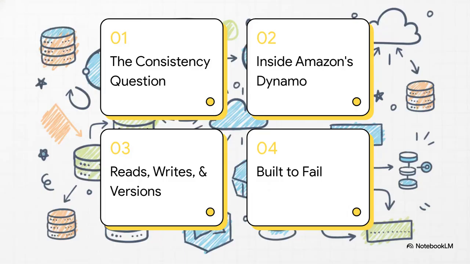We're going to break this down into 4 key parts. First, we'll tackle the big, fundamental question of consistency that every one of these systems has to deal with. Then, we'll peek under the hood at Dynamo's architecture. After that, we'll get into the nitty-gritty of reads, writes, and versions. And finally, we'll see how it's just masterfully built to expect and handle failure.